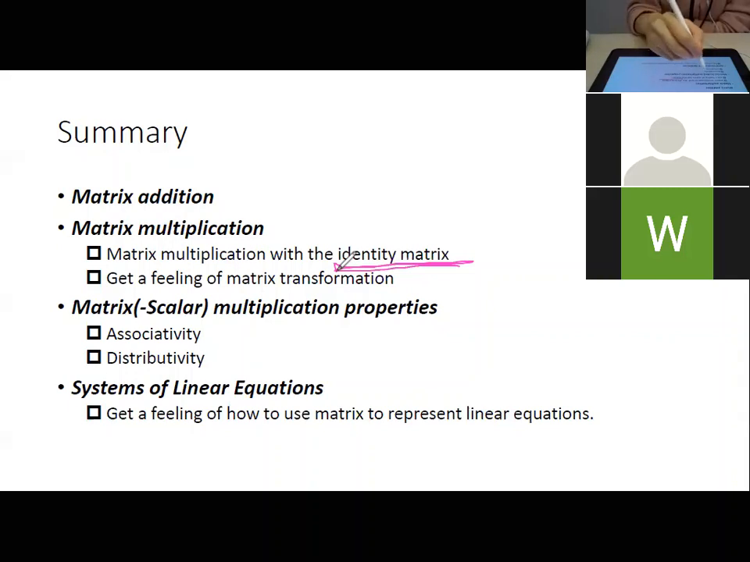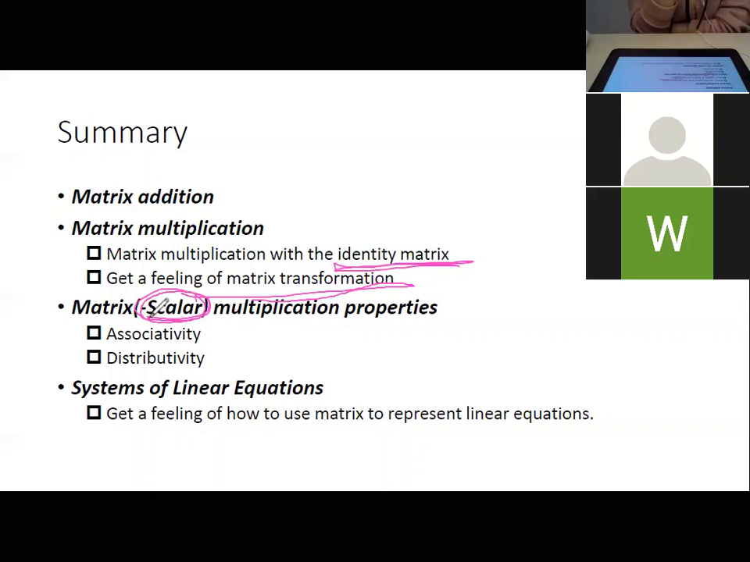We also need to get a feeling for matrix transformation. If we have an original matrix and we put a matrix on the right side, we are actually doing a column transformation of the original matrix. If we put a matrix on the left side, we are actually doing a row-wise transformation. Then we talked about matrix scalar multiplication properties, and I hope you bear in mind that a scalar is like a matrix of size 1 times 1.